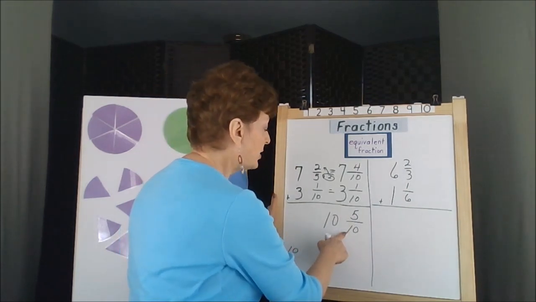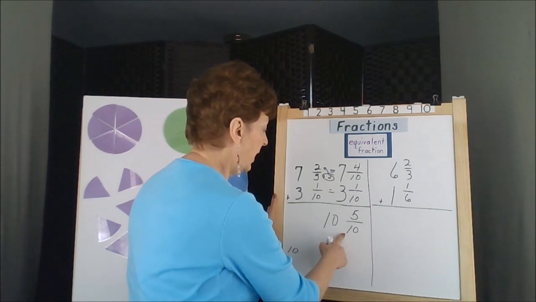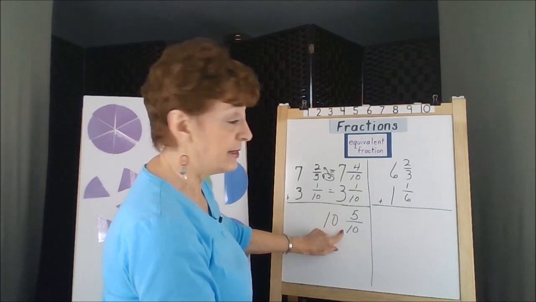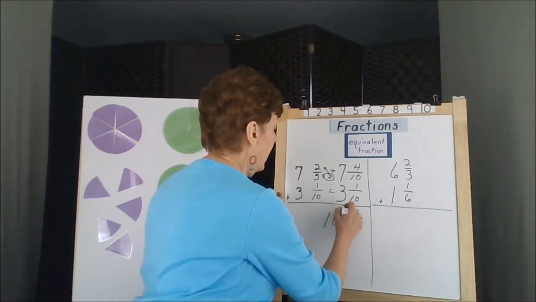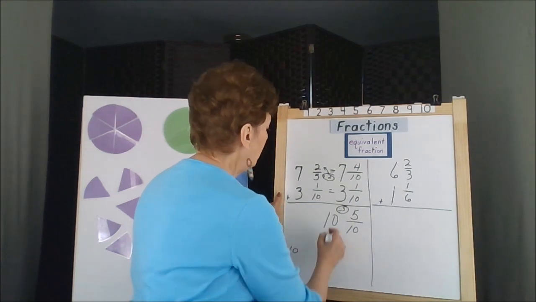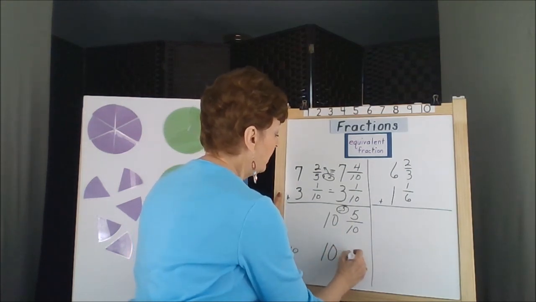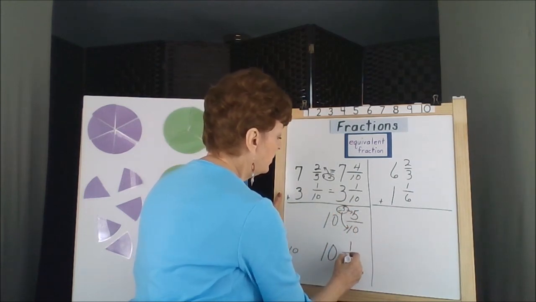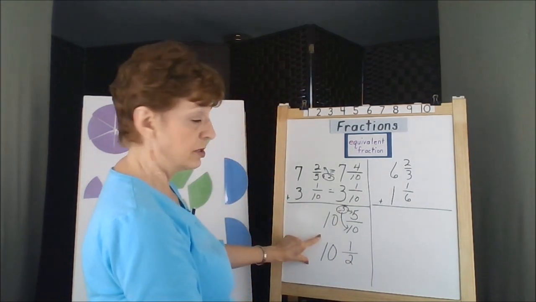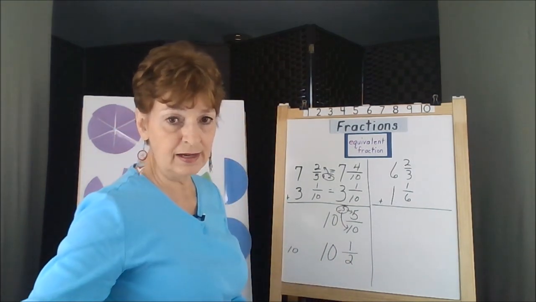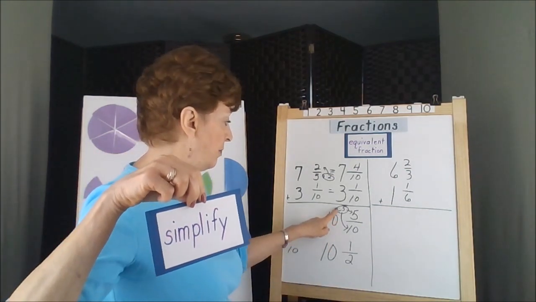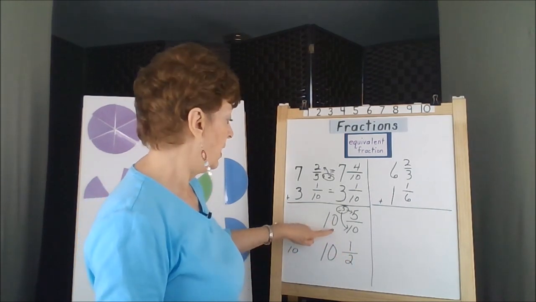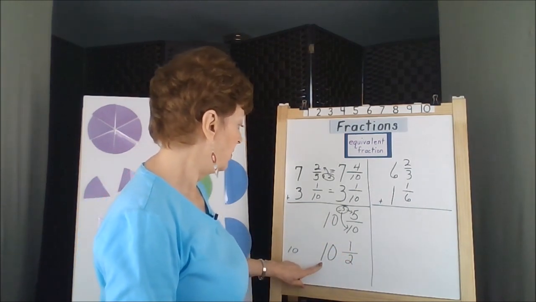The fraction part is reducible in this case. I can think that 5 will divide into 5, and 5 will also divide into 10. So we're going to do a small problem here. Just drop your big 10, and then 5 divides into 5 once, and 5 divides into 10 twice. So it's reduced to lowest terms, or simplified. We just simplified it by dividing both the numerator and the denominator by 5 until we've got our lowest terms, 10 and 1/2.